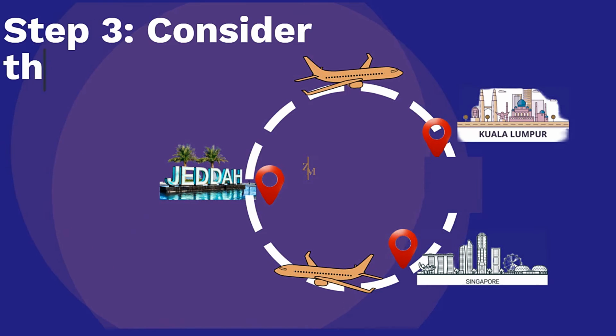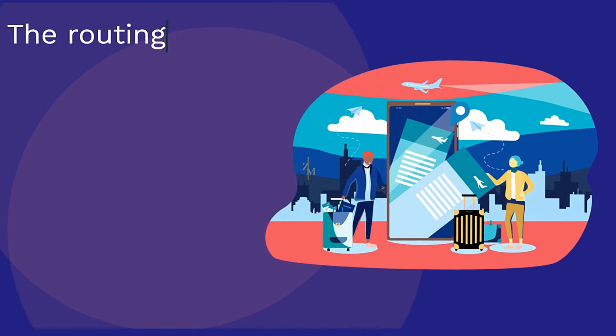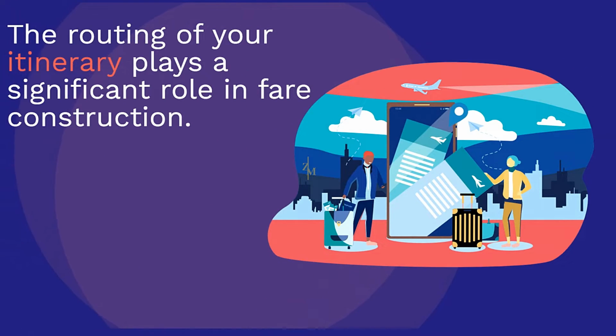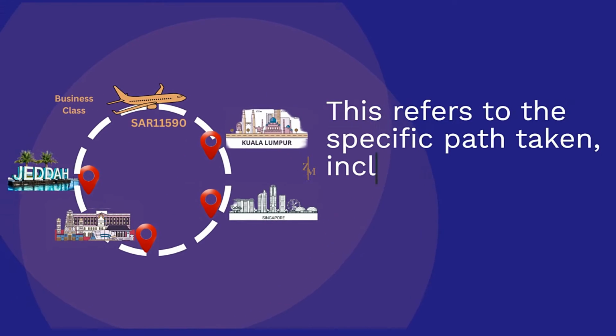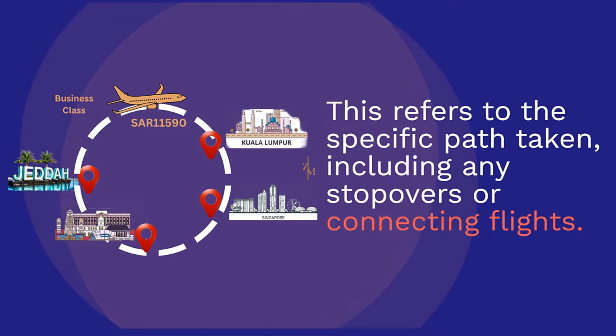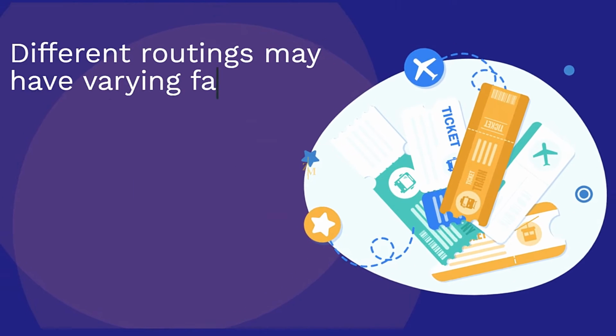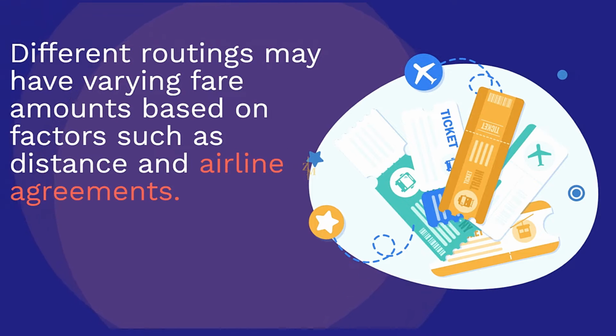Step 3. Consider the routing. The routing of your itinerary plays a significant role in fare construction. This refers to the specific path taken, including any stopovers or connecting flights. Different routings may have varying fare amounts based on factors such as distance and airline agreements.